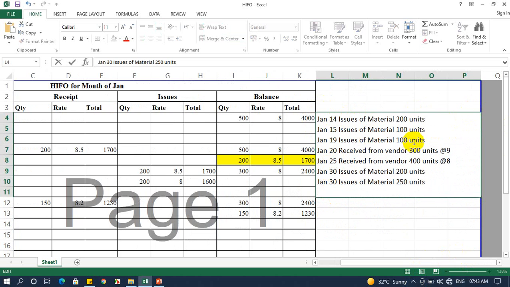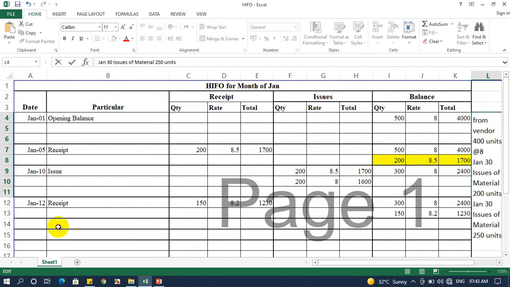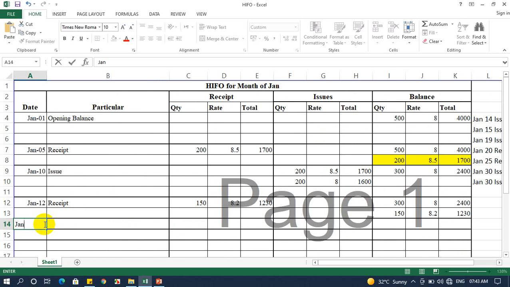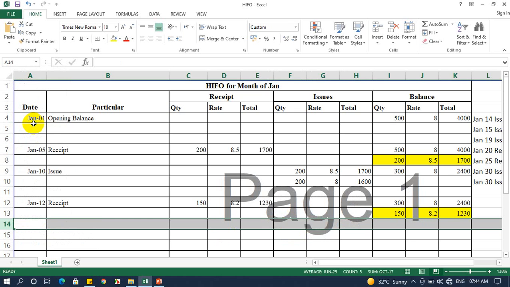On January 14, issue of material 200. So we are selling 200 units. So here writing January 14 issues, right? So how much am I selling? 200, but coming to the rate, which rate is highest here? 8.2 or 8? 8.2. So we have to sell this 8.2 and then we sell the 8. So you need to take 150 multiplied by 8.20, it becomes how much? 1230, right?